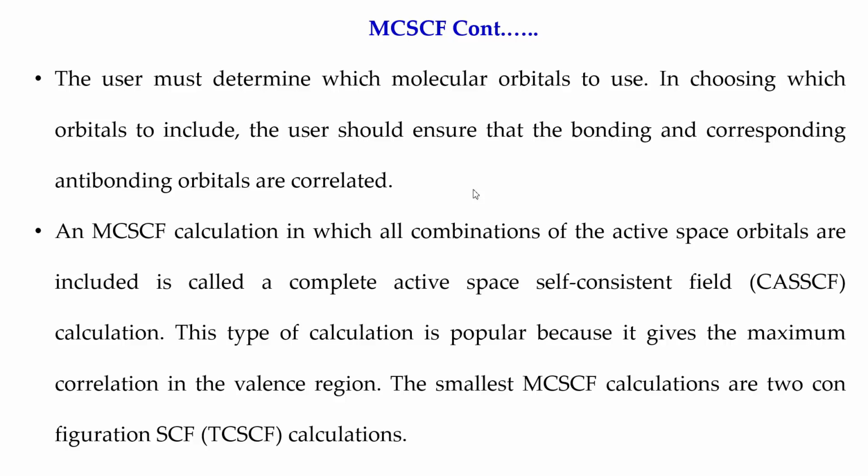There are two types of multi-configuration self-consistent field. If we include all combinations of active space orbitals, it is called complete active space self-consistent field, that is CASSCF. And there is also another type of calculation, where if we only consider two configurations, it is TC-SCF.